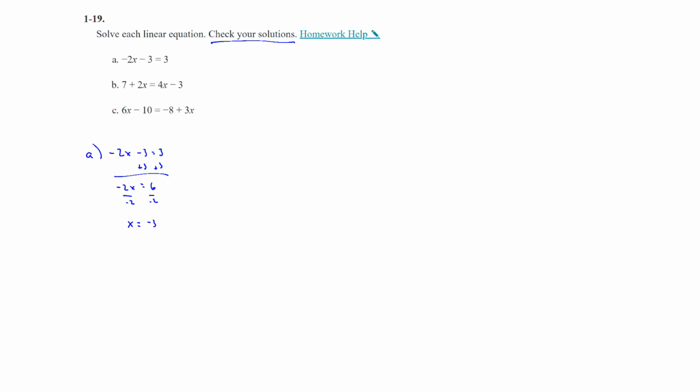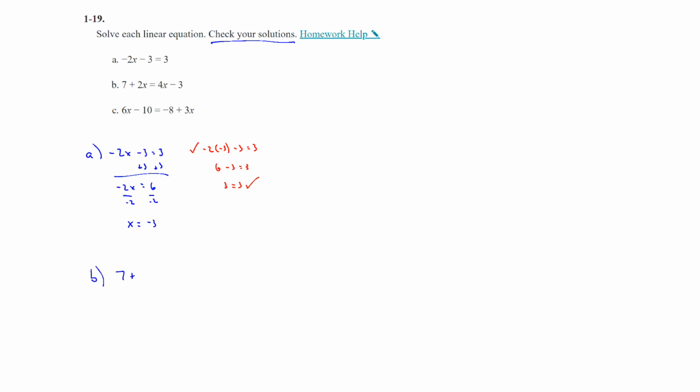Now we do want to check our solutions here, so I'm going to take this x value of negative 3, and wherever there's an x, I'm going to replace it with negative 3 and see if I get a true statement back. So we get negative 2 times negative 3 is a positive 6. 6 minus 3 is 3, so it does check out.